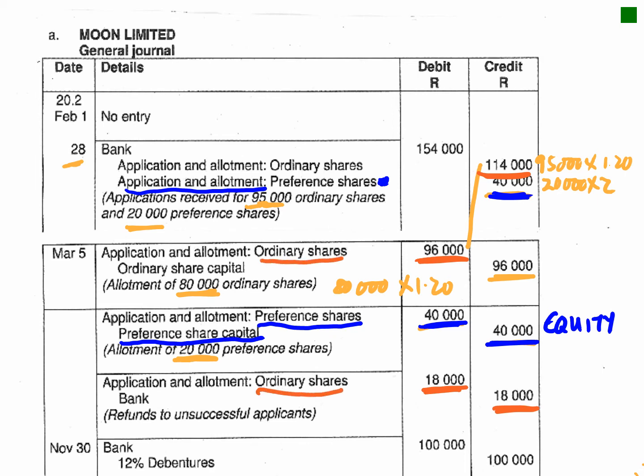So the application and allotment account here has two amounts which add up to 114,000 Rand. So that account, remember, is like a clearing account which clears once we've issued the shares and paid back any oversubscription. The final entry here is just the entry for the debentures. We received the money on the 30th of November, and we will credit 12% debentures account, which is a liability account.